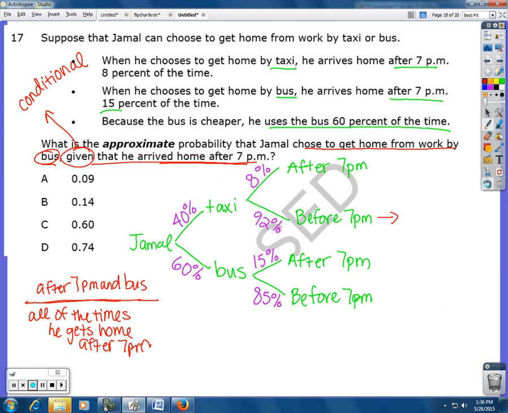Oh wait, I'm sorry, no. It is right here after 7 p.m., right? And here after 7 p.m. Okay, so here's the thing. The probability that he takes a taxi and gets home after 7 p.m., we need to multiply these two. So 40% times 8% is going to give us the probability that he took a taxi and got home after 7 p.m. We can't multiply percents, so we're going to put them into decimals and multiply them.